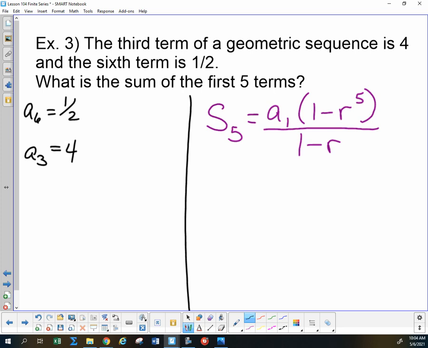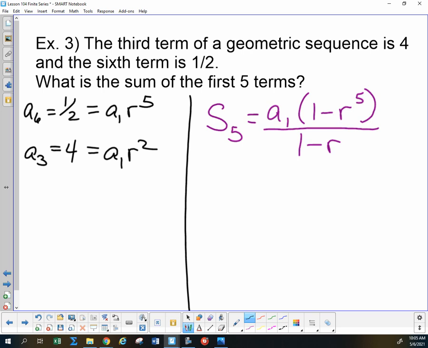It's geometric, and I know formulas for the nth term of a geometric series, so I know that third term is the first term times r to what power? Squared. And my 6th term is my first term times r to what power? To the 5th. Okay, 2 equations, same 2 variables, a1 and r. So I've got a system that I should be able to solve.